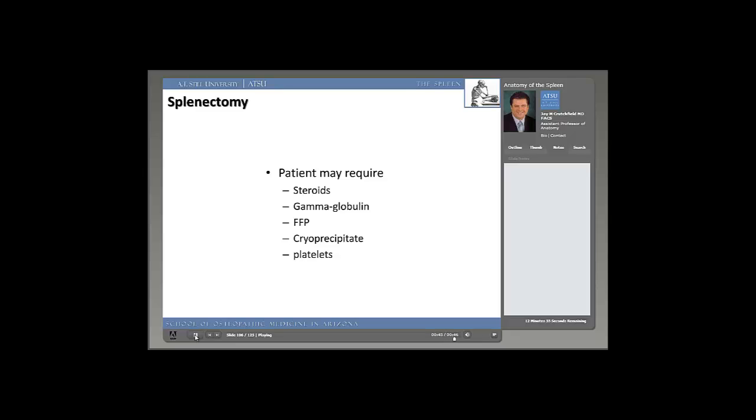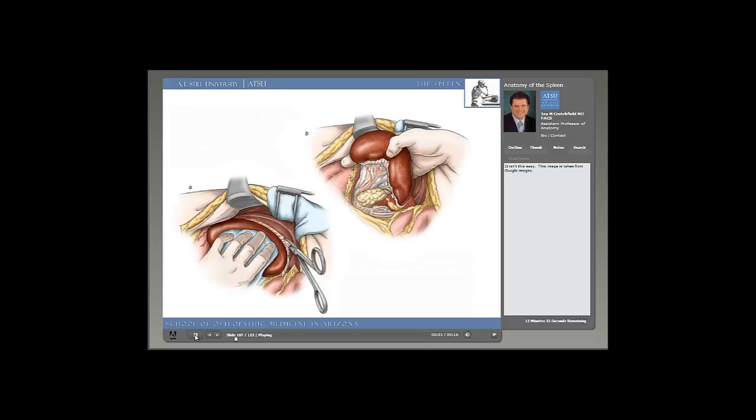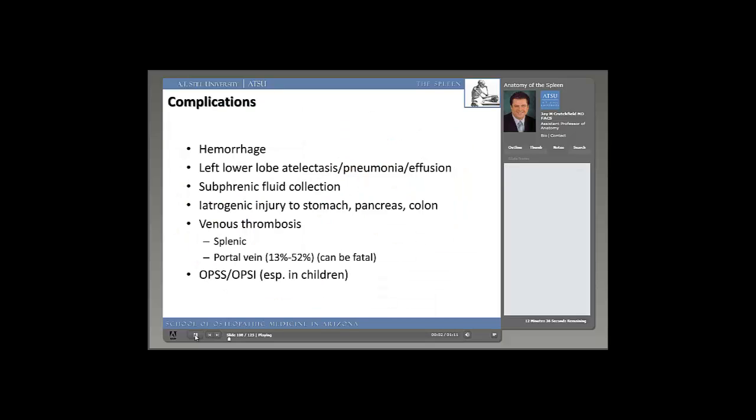This picture makes a splenectomy look easy. The abdomen's wide open. The surgeon simply transects the lateral ligament holding the spleen to the diaphragm and lifts up the spleen to clamp it and remove it. It's not this easy. Once the spleen is removed, the patient can have several complications.